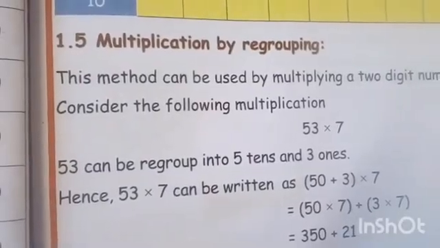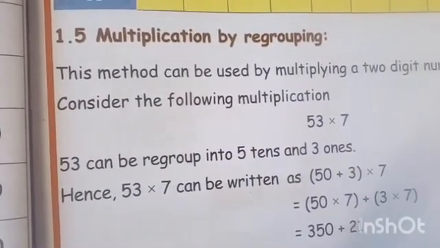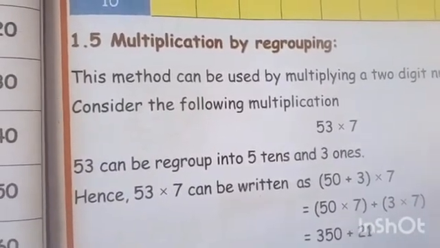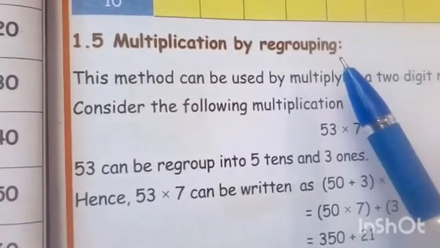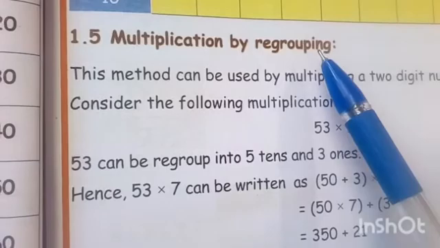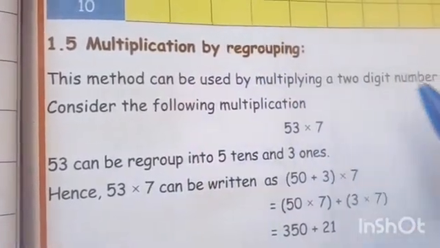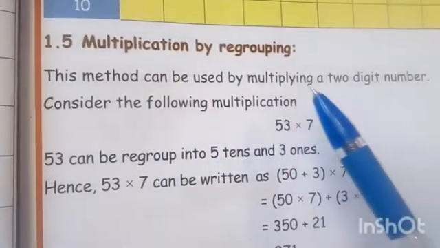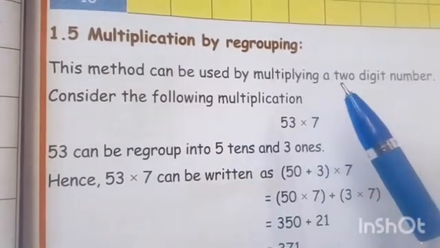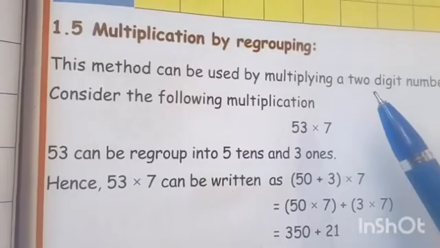Students, in the previous video you learned dot multiplication and repeated addition. Now we are going to learn the third method, multiplication by regrouping. What method? Multiplication by regrouping. This method can be used for multiplying two-digit numbers. Here it is given only for two-digit numbers, but the same method we are going to use for two-digit and three-digit numbers.